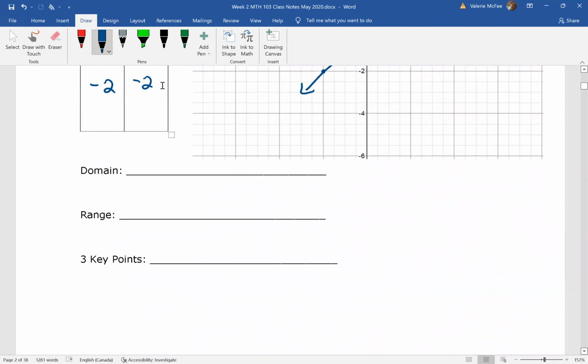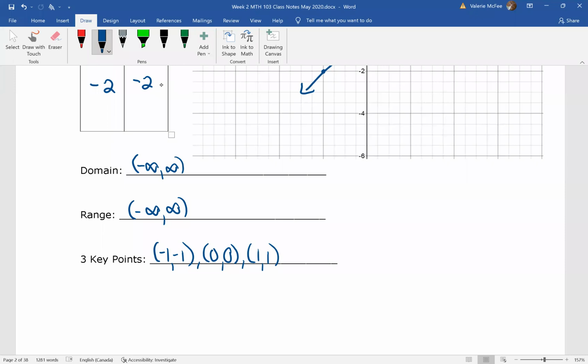Why don't you pause and write down the domain and range? I hope you know that the domain and range for all diagonal lines is the set of all real numbers. It doesn't matter which key points you memorize, but you're going to see that I often choose to let x equal -1, 0, and 1 for our key points.